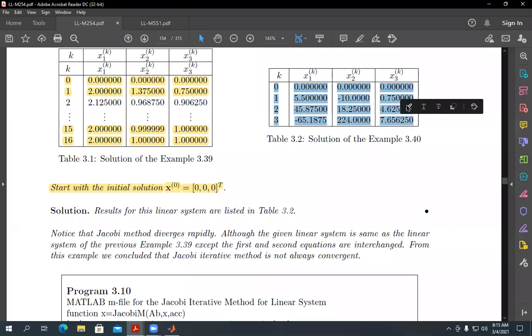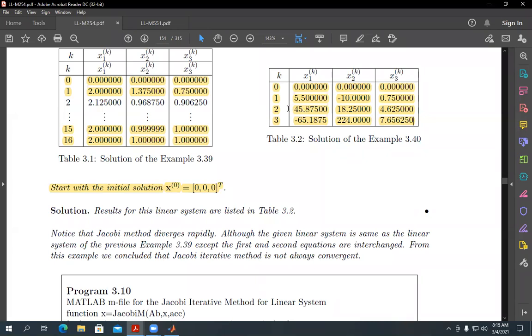Now you can see something is going wrong here, because the first approximation for x1 is 5.5, x2 is minus 10, and x3 is 0.75. We don't know whether this is good or not, because we don't know the exact answer. So what we have to do is find the second approximation, and the difference between the first and second should not be too much. If something is too much, it means something is wrong, and the wrong is that the method is going in a direction we are not interested in. That means it is diverged.